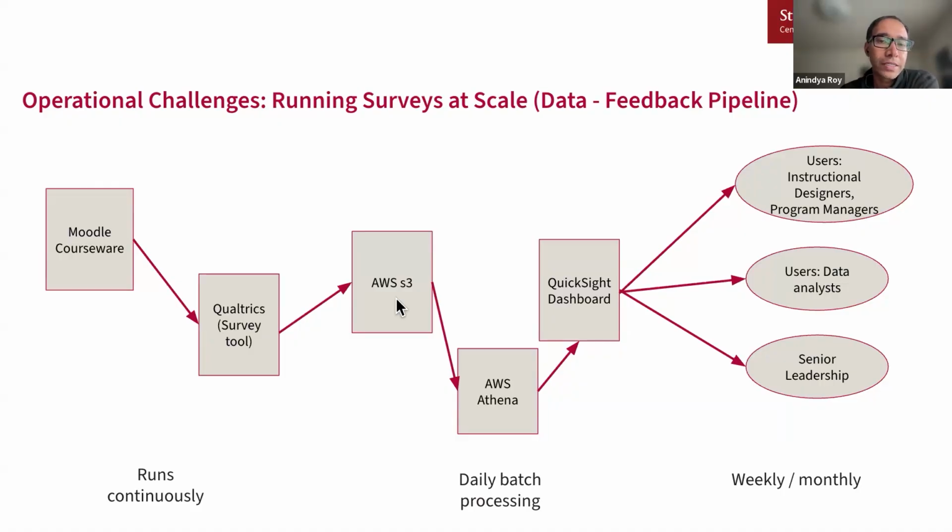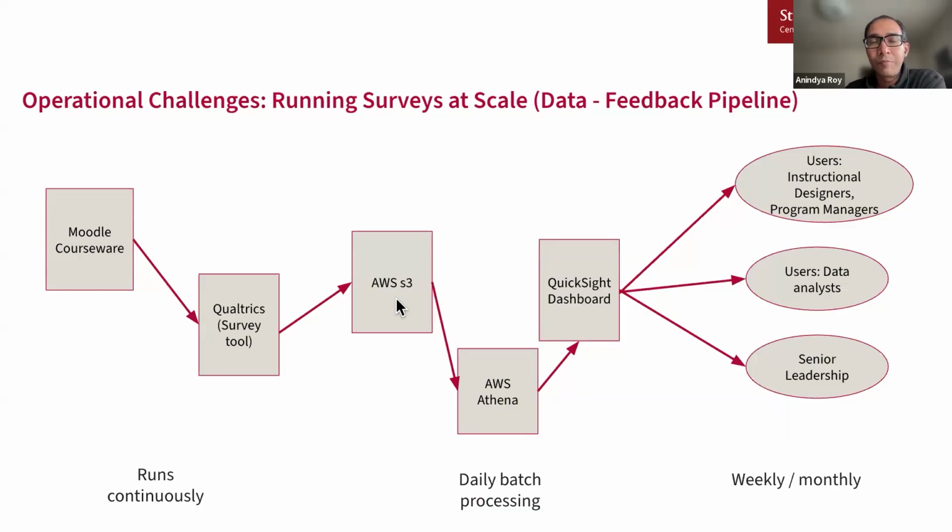So this is the bird's eye view of our data flow. We have our survey on Qualtrics, and a lot of them are implemented in our Moodle learning management system in the courseware where the learners take the survey, and their data go back to Qualtrics. From that, we have our data lake infrastructure on Amazon Web Services, AWS. So it goes on to an S3 bucket, and from that, we do some post-processing with that data.